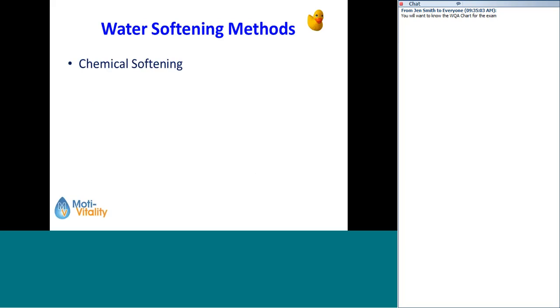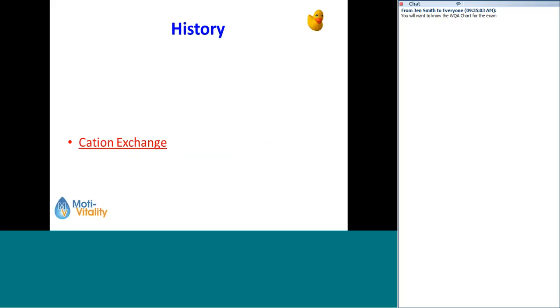So the different water softening methods, you can soften by chemical softening, membrane sequestration softening, or cation exchange. The one that we are going to focus on today is cation exchange. That's what we're going to be talking about today.